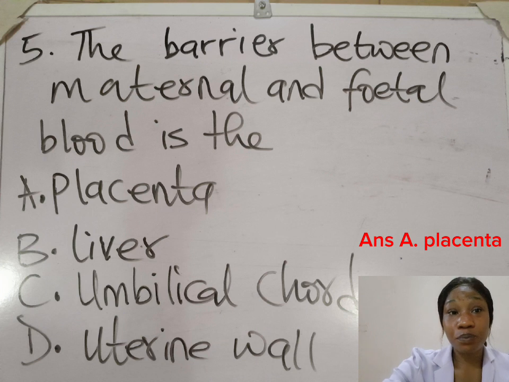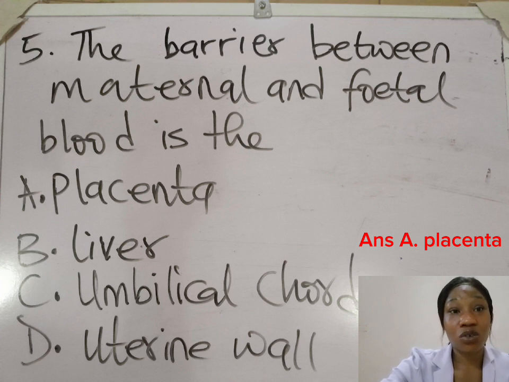There's actually what we call the BPB, the blood placenta barrier. It is the placenta that puts a barrier between the mother's blood and the fetal blood. So option B, liver, is out of it.